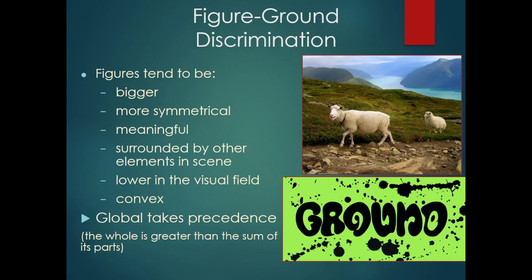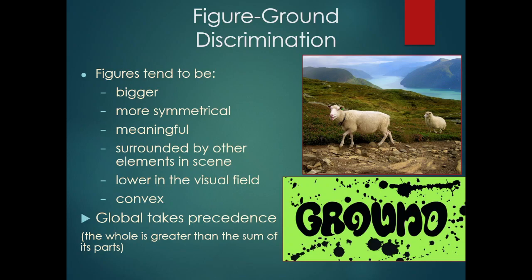Now, here's a little debate moment. Surrounded by other elements in the scene. So the word ground is surrounded by all the splotches and decorative things that they put on there. So yeah, it's surrounded by other elements in the scene. But we could make a really strong argument that the word figure is the most surrounded by other elements of the scene. I think the reason why it's not the first thing that pops out for me is because everything else is favoring ground. Every other thing on this list is favoring the word ground.